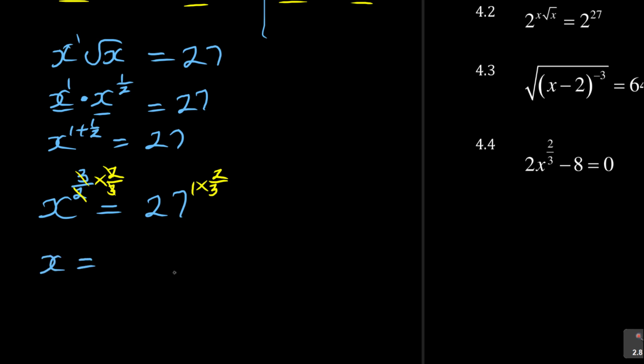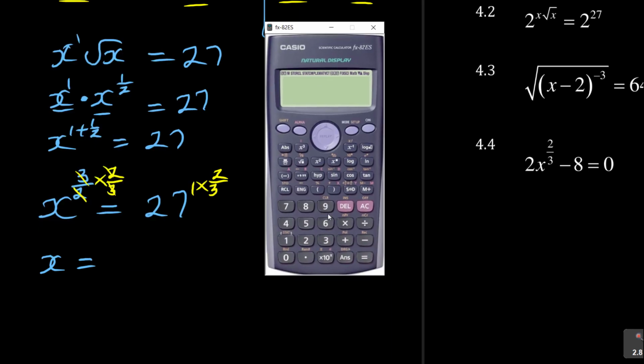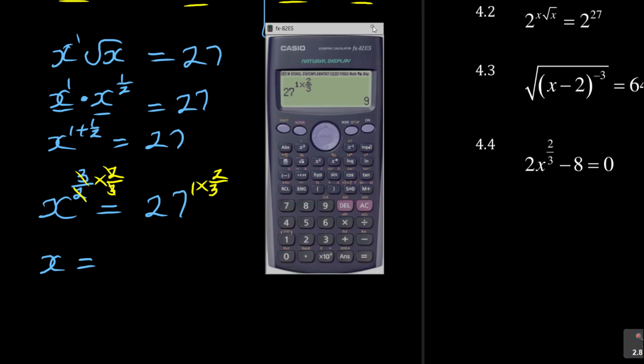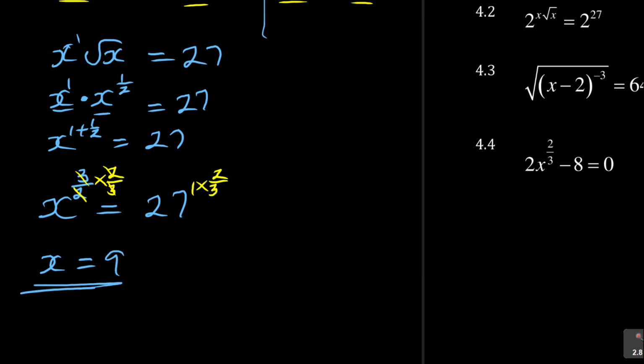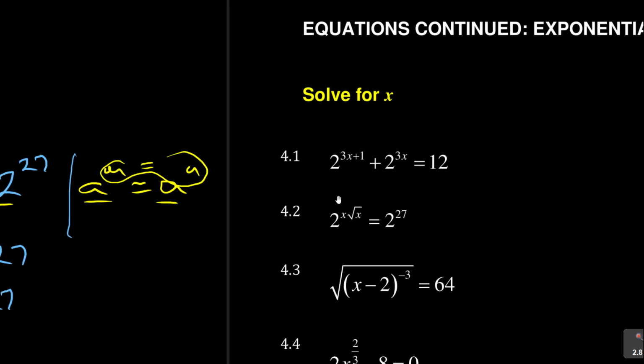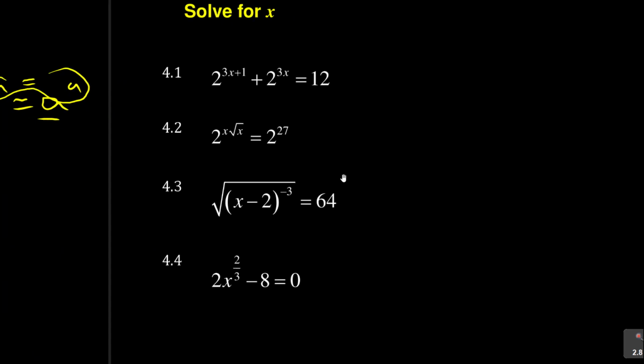But now you take a calculator and just enter it as is to say 27. Remember, it's 1 times, so it's not going to change anything. 27 to the power 1 times as is 2 over 3. The calculator will give you the answer 9. So x is equal to 9. So you come here, x is equal to 9, put 9 there and see what it is going to give us if we put 9 in that.